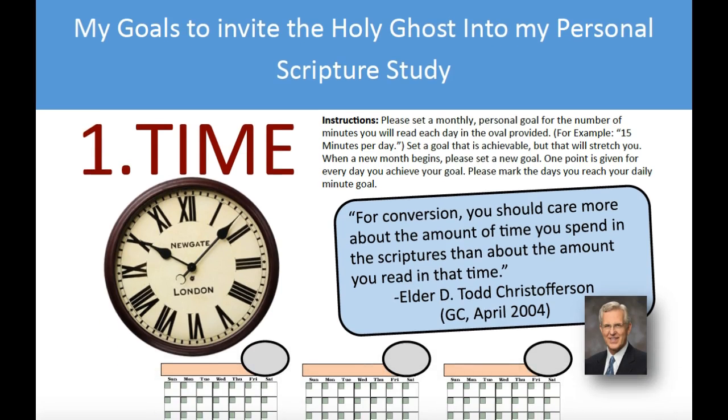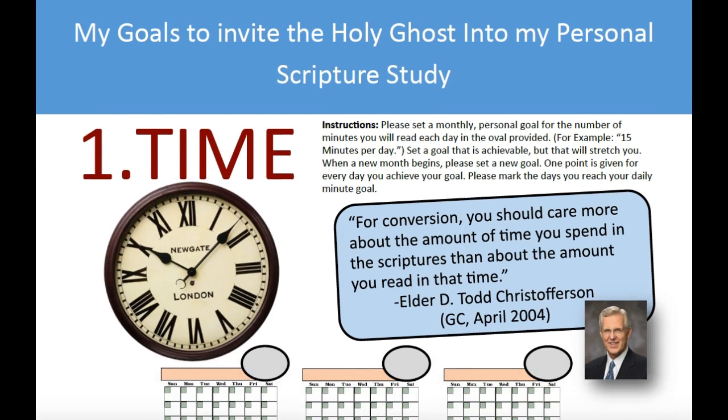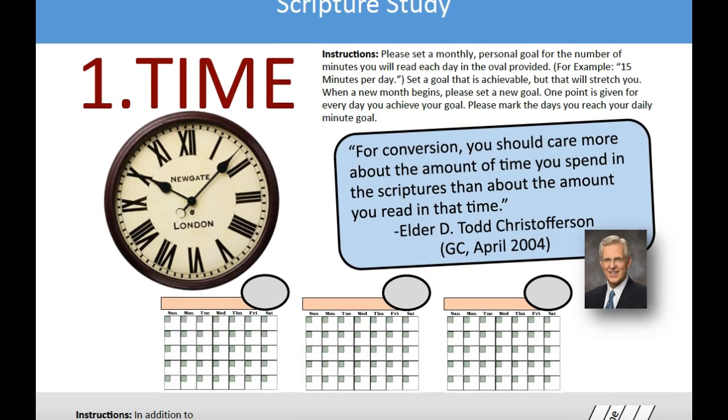The first part of this is time, and it refers to the amount of time that they study their scriptures. We want them to have an effective study time with their scriptures, not just reading through just to mark things off. So you'll notice that, and I'll try and highlight this the best that I can in these different areas, but you'll notice that here in this instruction portion, it says please set a monthly goal or a monthly personal goal for the number of minutes that you will read each day in the oval provided.